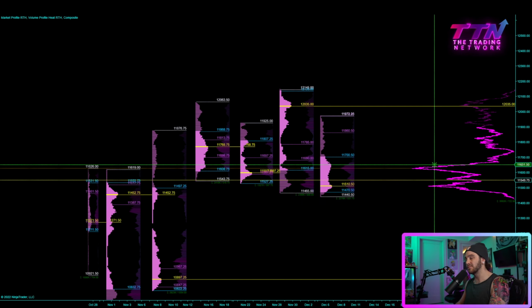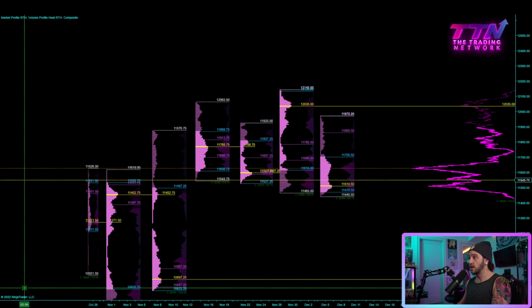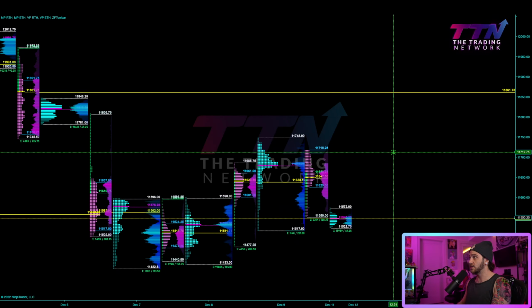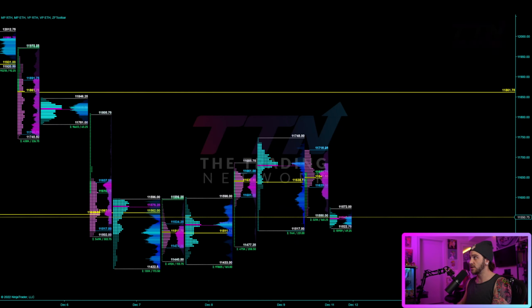Very, very likely to get some high probability trade opportunity off both these weekly and session profile levels. So that's why I like to use these together. And that's why I like to give a little bit of background on the session profile, even though this is a weekly market profile forecast, of course.